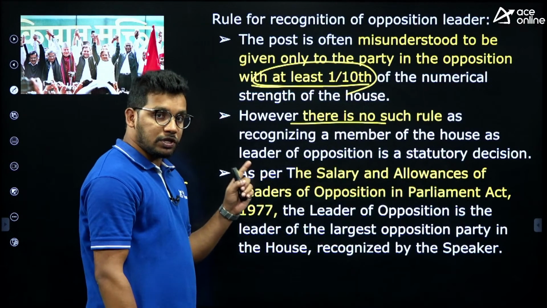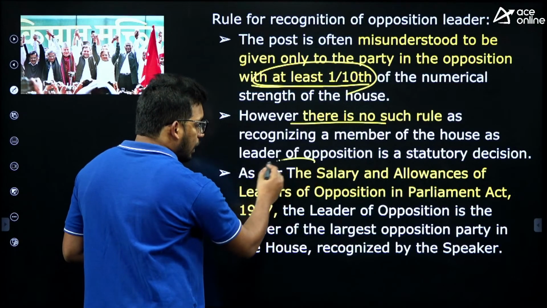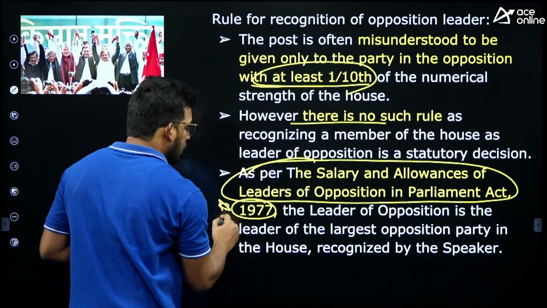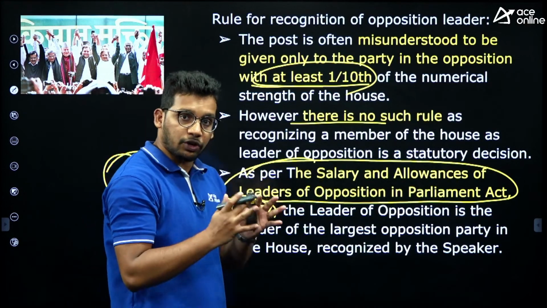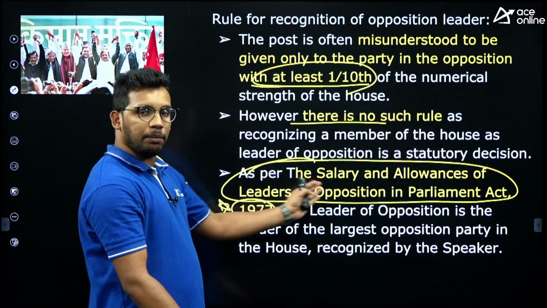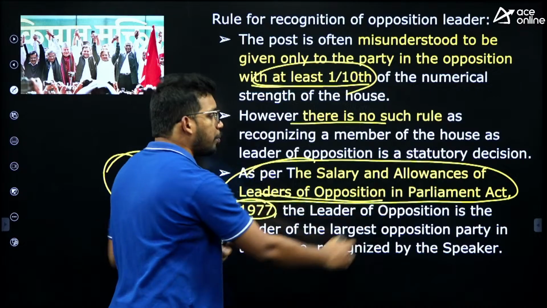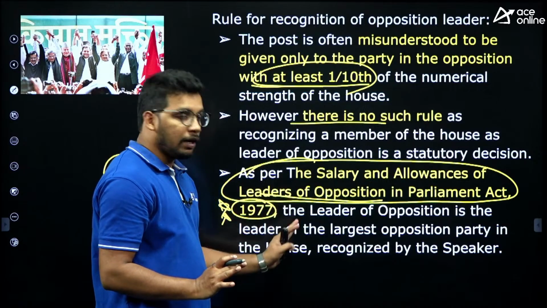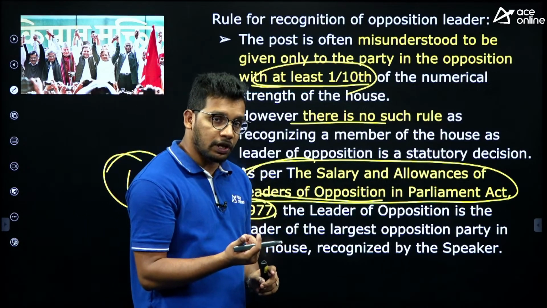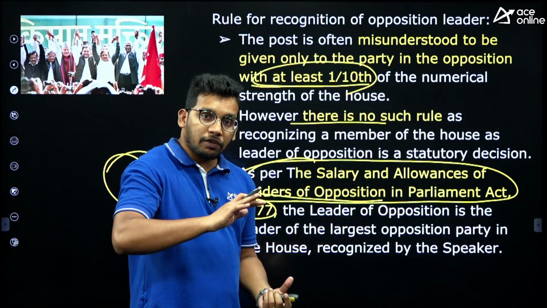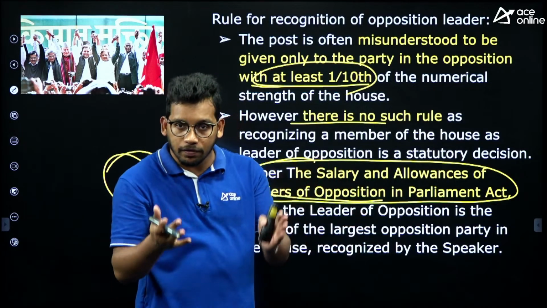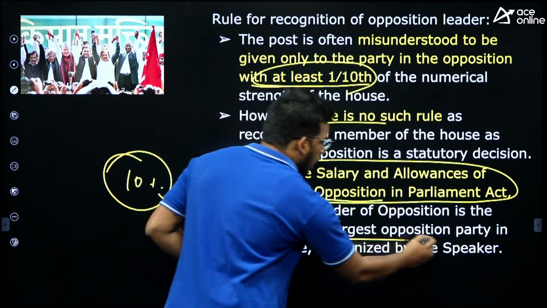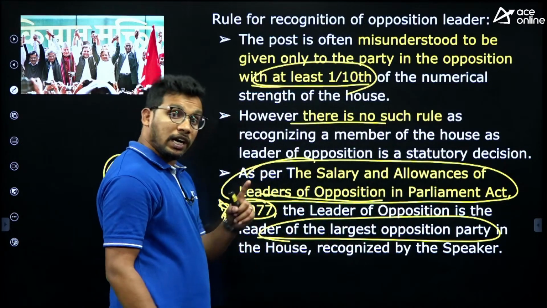But this is the most important thing. Remember, the Salary and Allowances of Leaders of Opposition in Parliament Act, 1977. So we have a statutory act passed by the Parliament itself. According to this act, who is the leader of opposition? The leader of opposition is the leader of the party with the highest number of seats after the government, right? Just that, the leader of the largest opposition party recognized by the speaker.